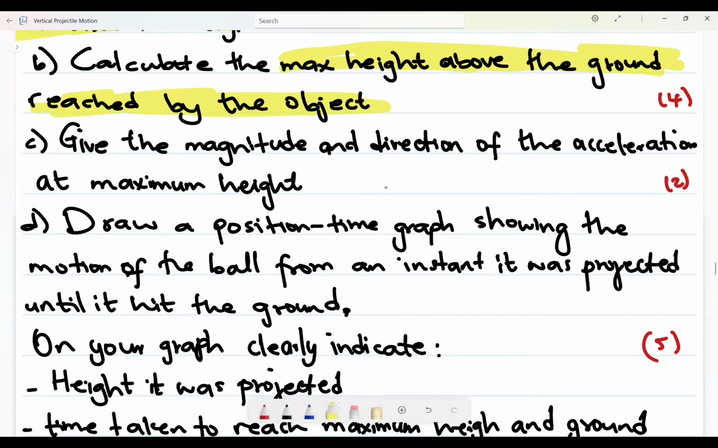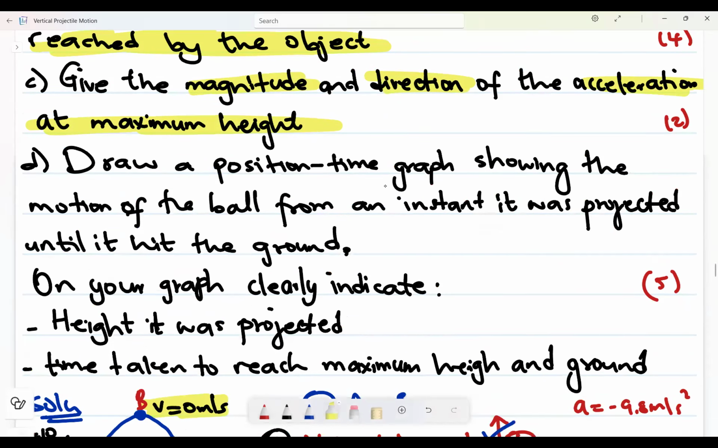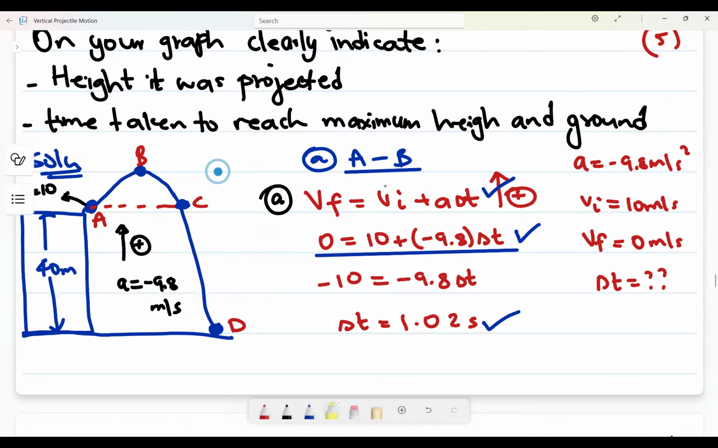The question says give the magnitude and direction of the acceleration at the maximum height. At the maximum height, what is our acceleration? The examiner said the magnitude and the direction. So what is our acceleration? Remember, our acceleration is g. So at maximum height, what is our acceleration?